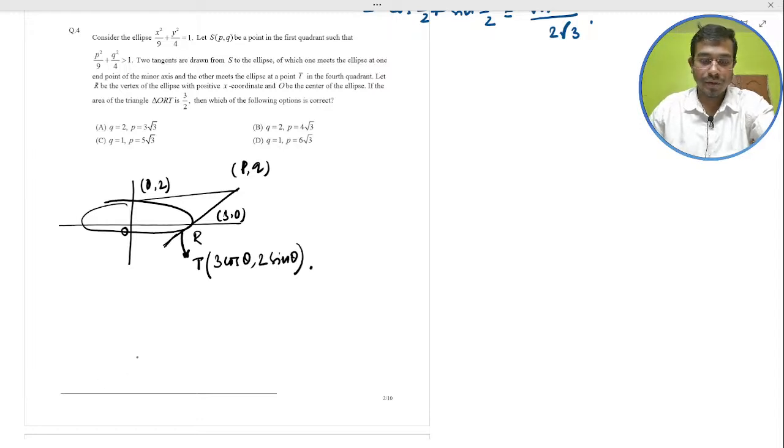Okay. So now the area of the triangle, this one, ORT, this one.